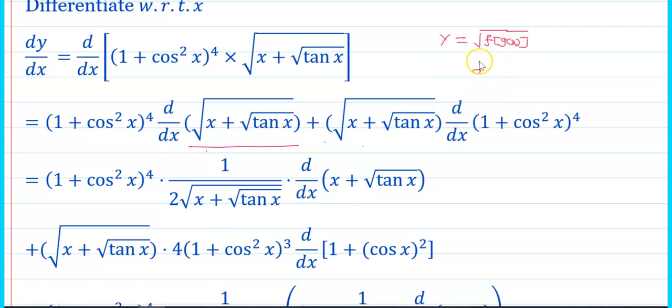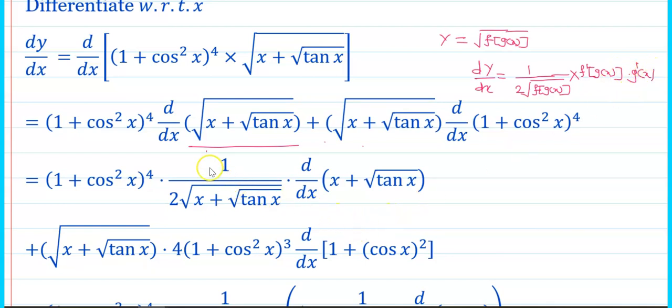मग याचा dy by dx काढताना कसं? It's dy by dx is equal to 1 upon 2 root of f of g of x, bracket is completed, okay, into derivative of this f of g of x, which is f dash of g of x, and lastly the derivative of g of x, which is g dash of x.